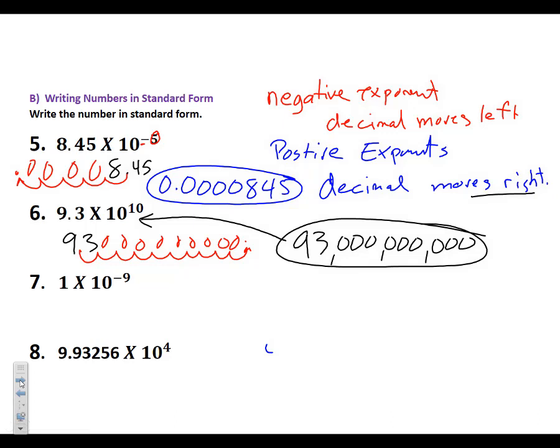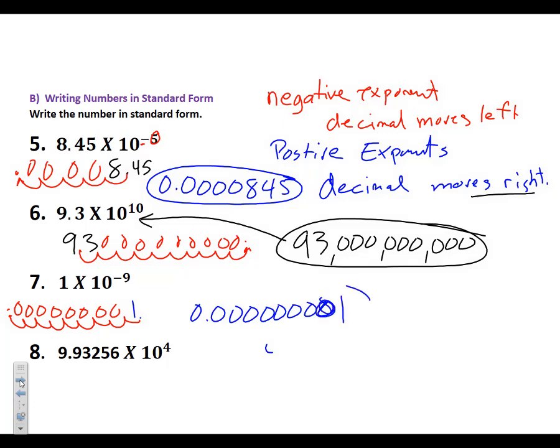All right, going to our next one. 1 times 10 to the negative 9th. Well, here we have the number 1. And the decimal we know is right here. So we're going to move it 9 places, and we're going to move it 9 places left because it's negative. 1, 2, 3, 4, 5, 6, 7, 8, 9. Put our decimal right there. Annex some zeros. And our final answer is 0.00000000 and then we have a 1. And so that is our 1 times 10 to the negative 9th written in standard form.